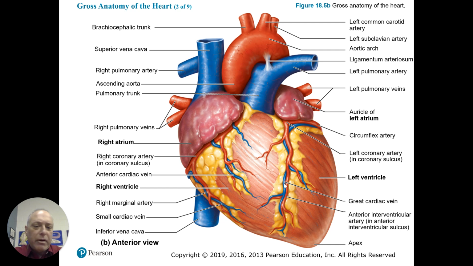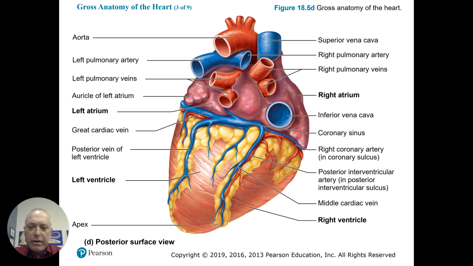These are the vessels that are going to undergo treatment with coronary artery disease, whether it be an angioplasty or a stent or some kind of anti-clot buster drug.